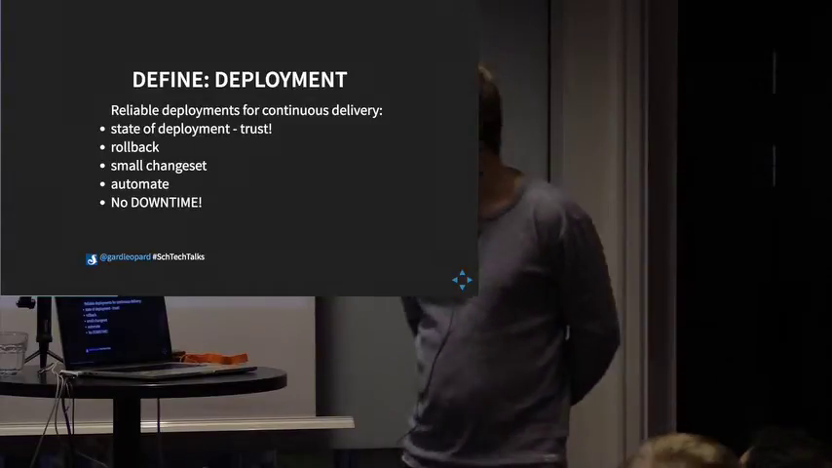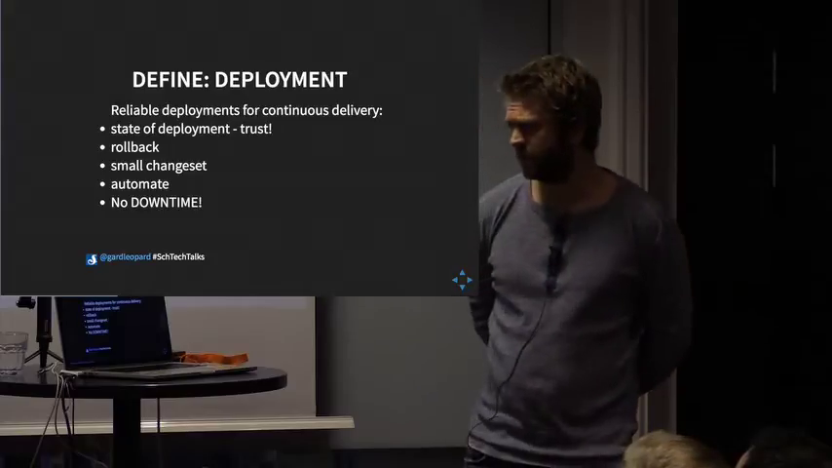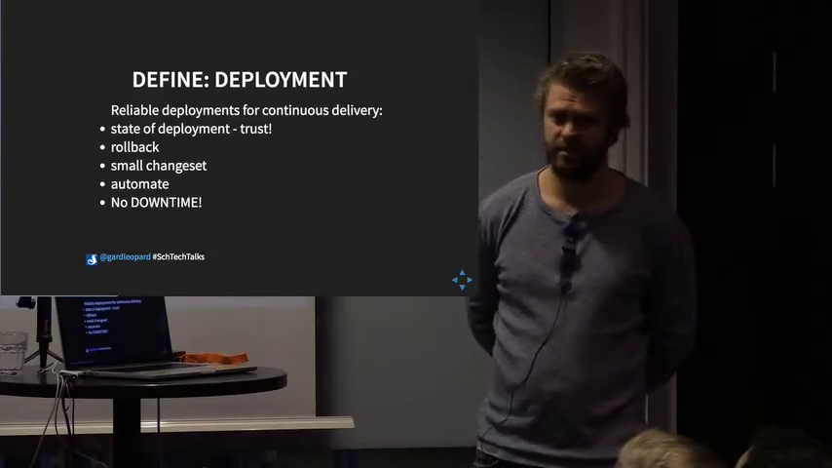And you need to trust this part. And when you deploy, you should be able to roll back, no matter what. So you might have healthy instances, but you need to be able to roll back and quite fast. You need to be able to deploy often so that the changes you are deploying are only a few changes, not a big change set, so that you can actually trace what's going on when something's wrong. And it needs to be automated, and it needs to have no downtime.